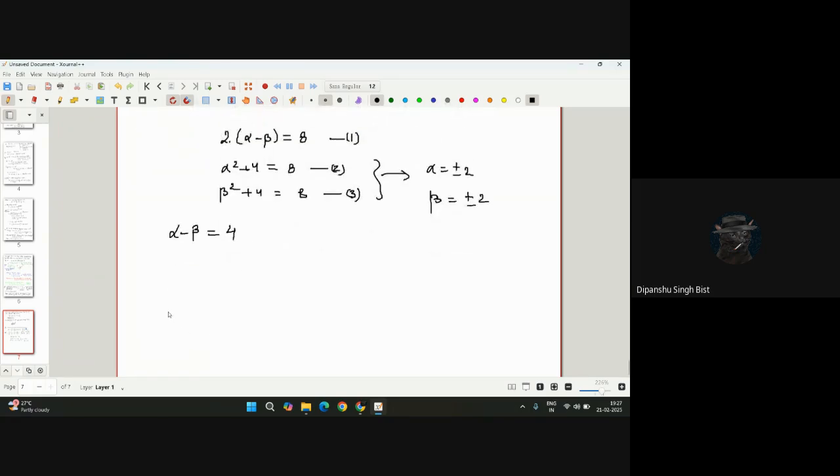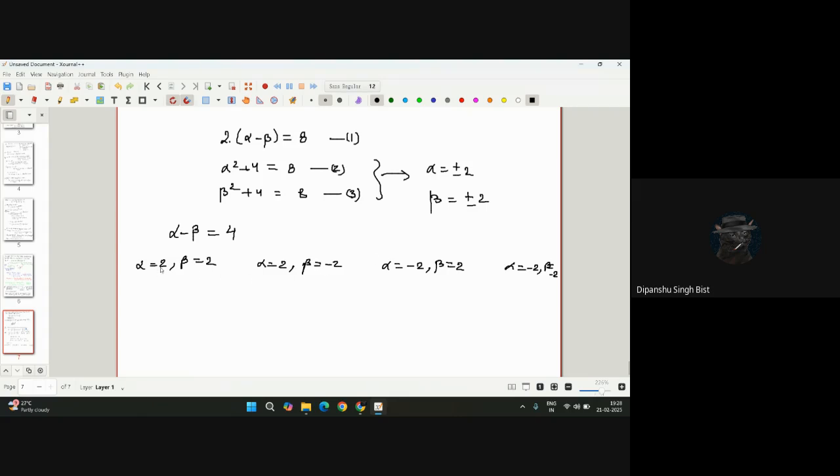Now let's try with alpha equal to 2, beta equal to 2; alpha equal to 2, beta equal to minus 2; alpha equal to minus 2, beta equal to 2; and then alpha equal to minus 2, beta equal to minus 2. So we will have to test all the possible combinations for alpha and beta.